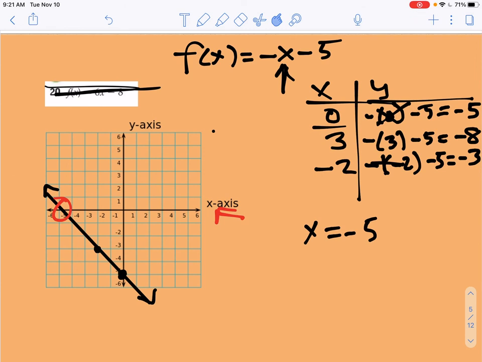So that's how you do these problems. Good luck with trying these, and the next video is going to be on how we do this algebraically.